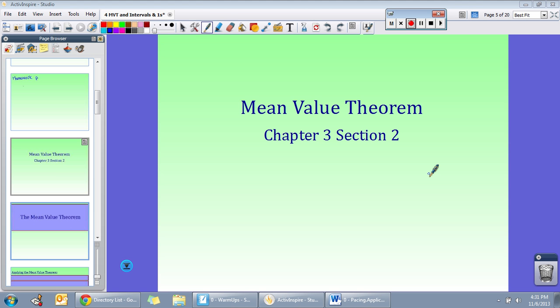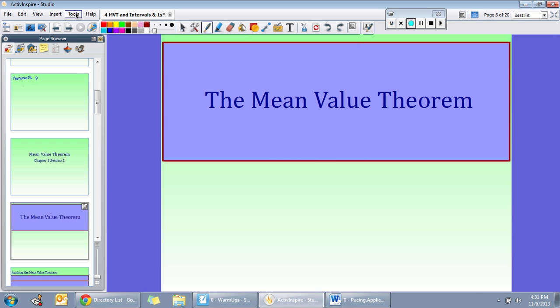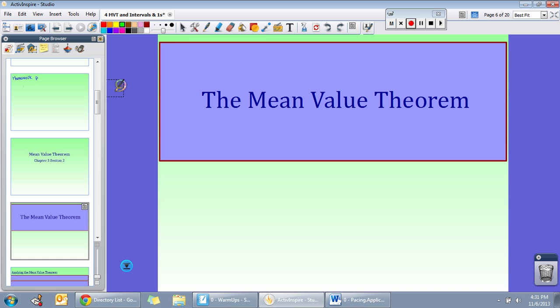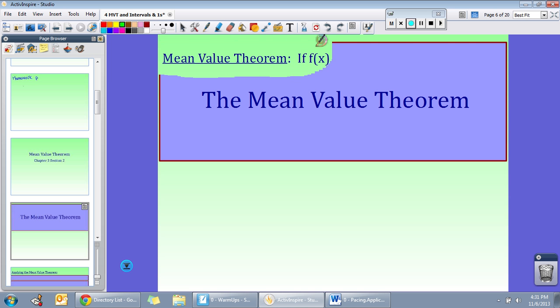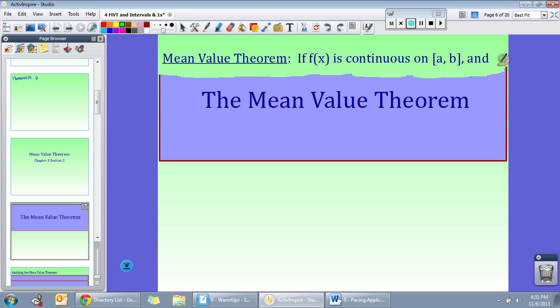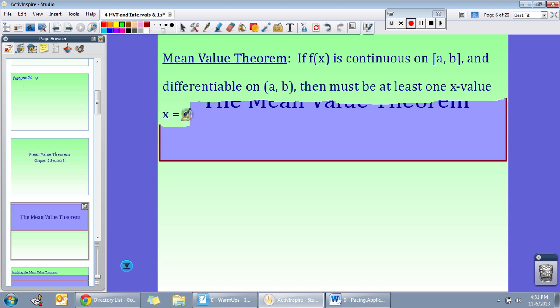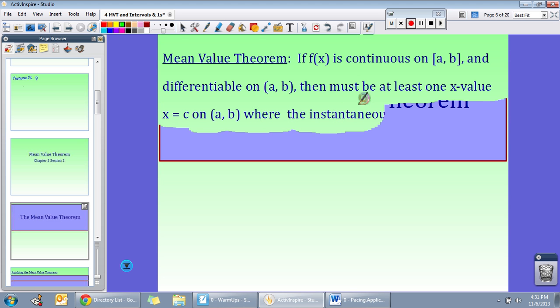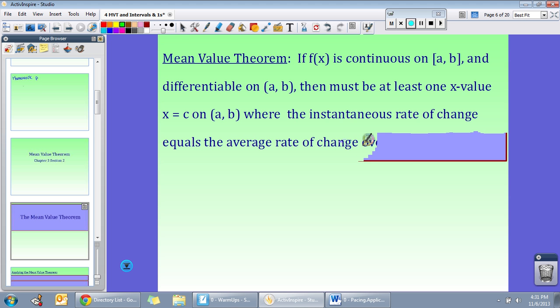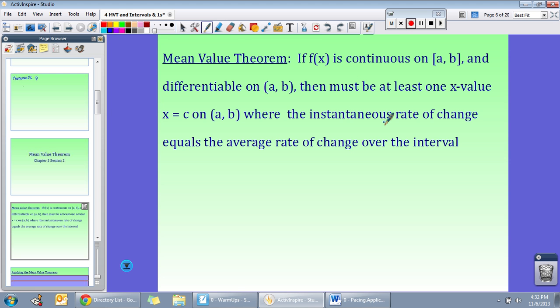This video is meant for Mrs. Rose's AB Calculus class on mean value theorem. The mean value theorem states that if f of x is a continuous function on an interval from a to b, and differentiable on the same interval, so there are no corners, no cusps, no vertical tangent lines, then there must be at least one x value on the interval where the instantaneous rate of change equals the average rate of change. It's important to remember what the vocabulary means when you're considering this definition.